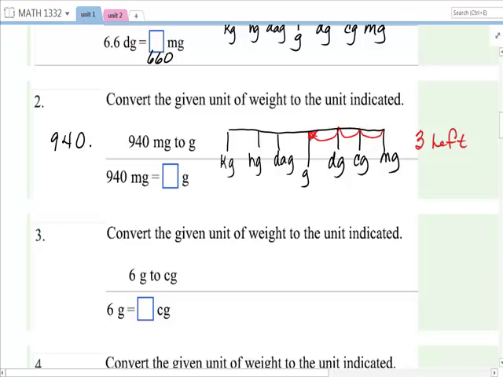Since it's a whole value, it starts on the right. I need to move it 3 to the left. I'll go around 1, 2, 3. That's its new home. It is 0.940 grams.